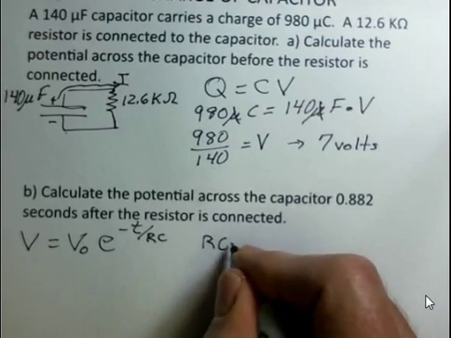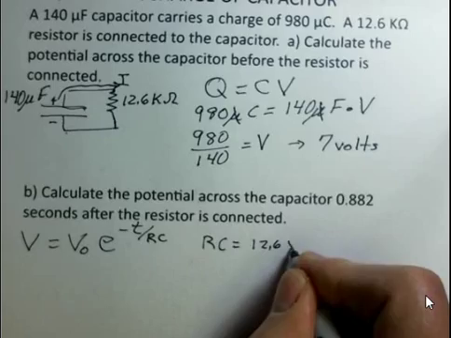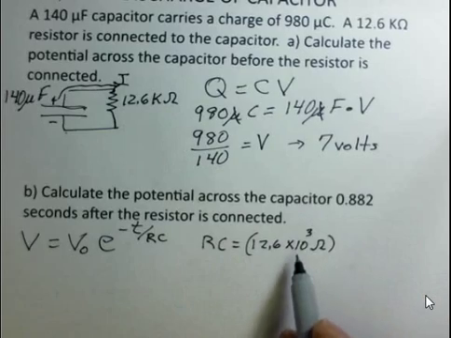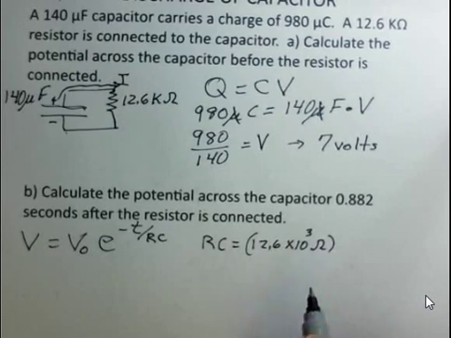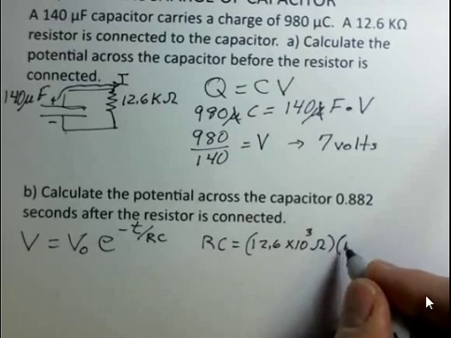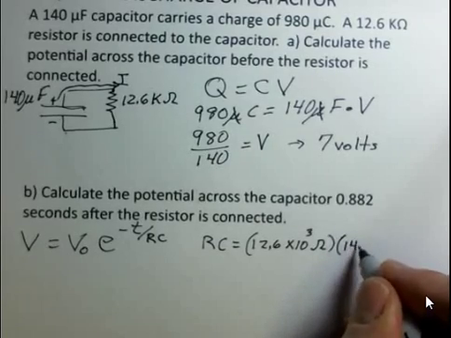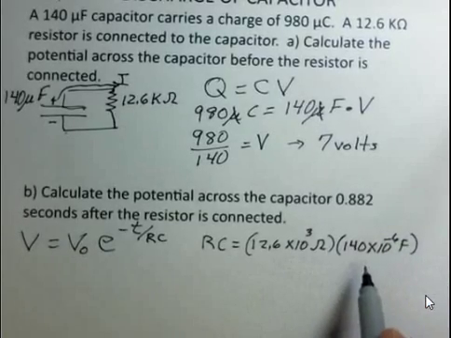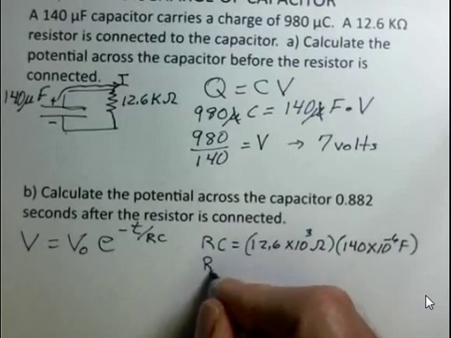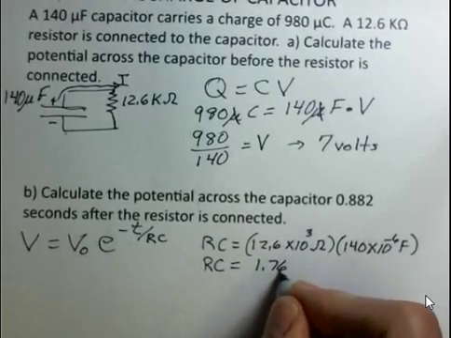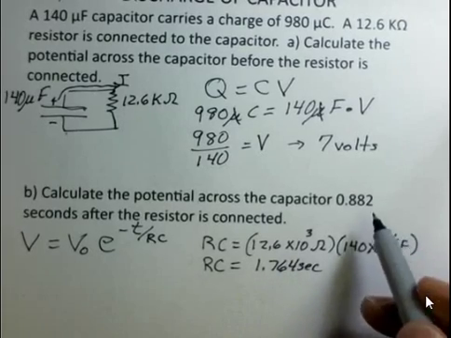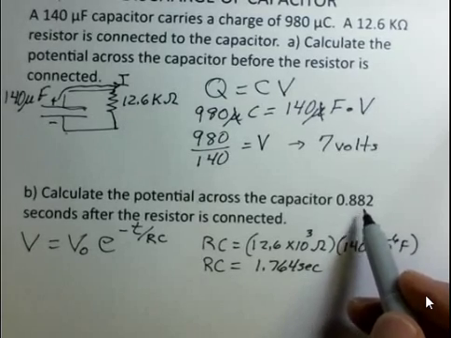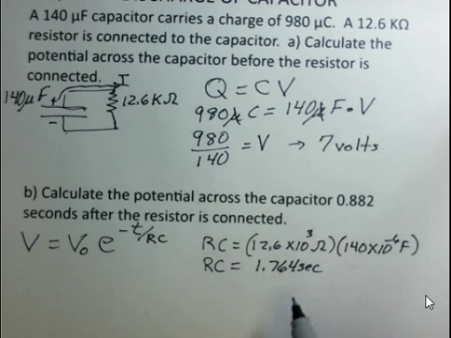R times C, we have the resistor, 12.6 times 10 to the third ohms. Ohms are the standard metric unit, so I need to put in 10 to the third to replace the kilo. And then the capacitance value, and farads are the standard for our capacitor, so 140 times 10 to the minus 6 farads. So you should do this calculation on your calculator, and hopefully you'll get 1.764 seconds. So this 0.882 is not just a totally random number. I selected this number because it's half of the 1.764.